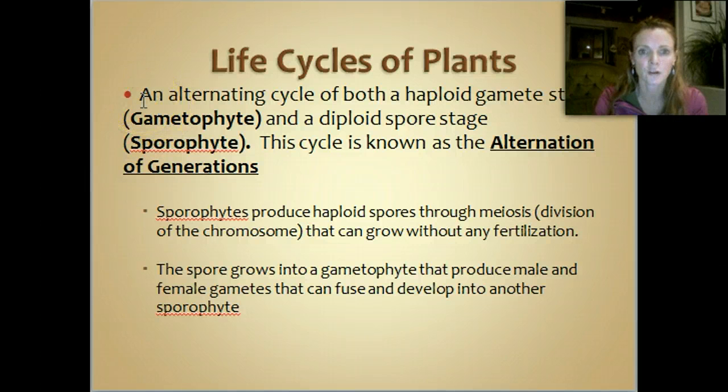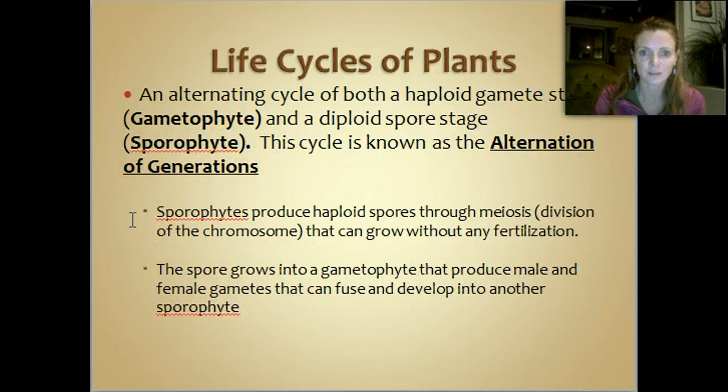We call this an alternating cycle of both the haploid gamete stage, which is called the gametophyte, and the diploid spore stage. When you think of haploid and diploid, diploid is basically 2N, and haploid is N. You're basically halving that. So you've got to keep those terms in your mind. Diploid, you're going to see signified by a 2N. Haploid will just be signified by an N. It's half of that. So this cycle is known as the alternation of generations.